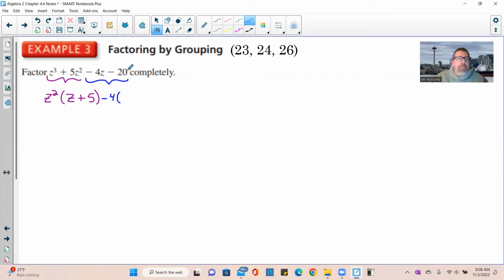Negative 4 will go into 20. 4 goes into 4, so that's our common factor. It has a z here, but this does not have a z, so z is not a common factor. So I factor out a negative 4, and negative 4 times z equals negative 4z, and negative 4 times 5 is going to give me negative 20. So notice I have a z plus 5 and a z plus 5. So what you do is you take the terms that are outside. z squared minus 4 is one term, and z plus 5 is the other.